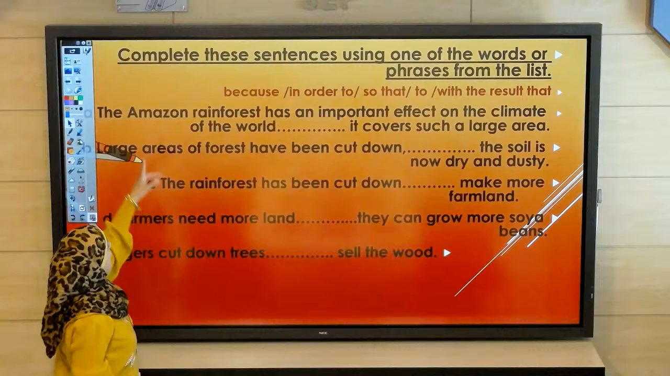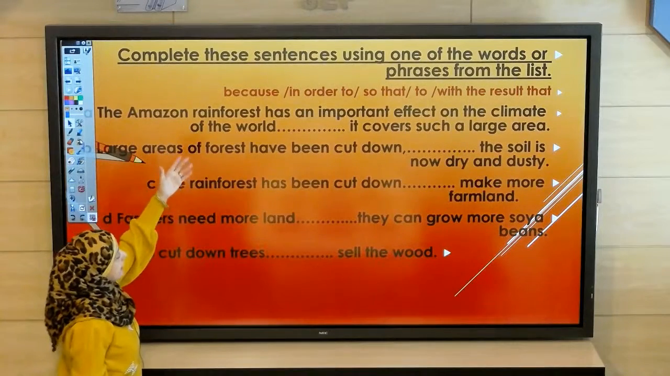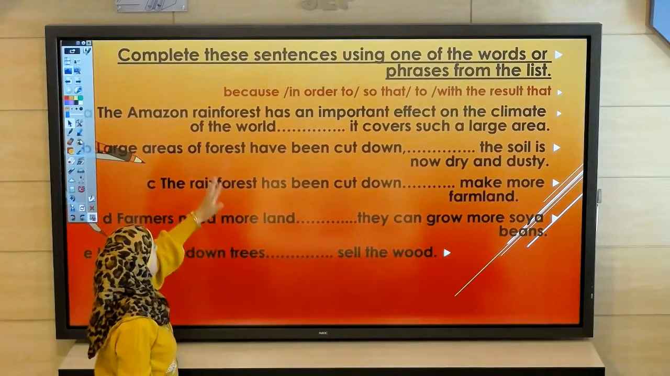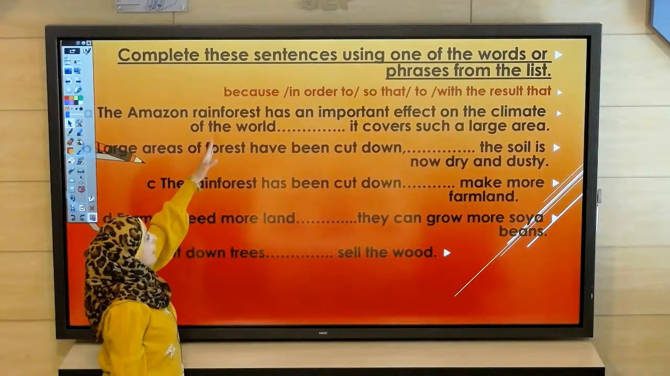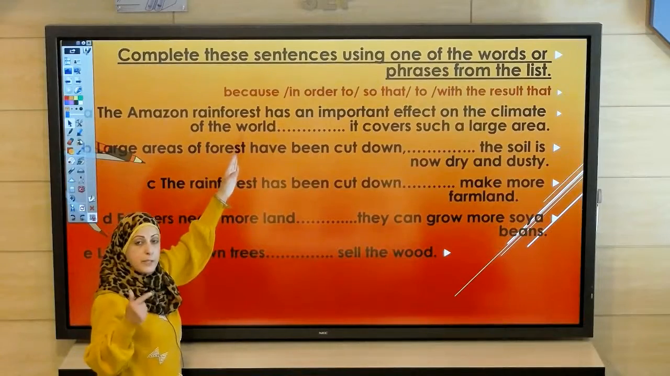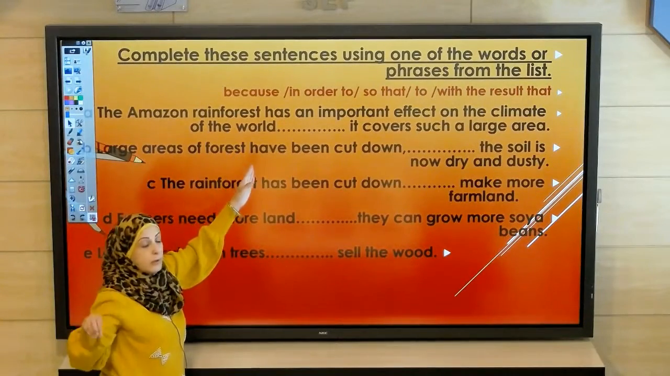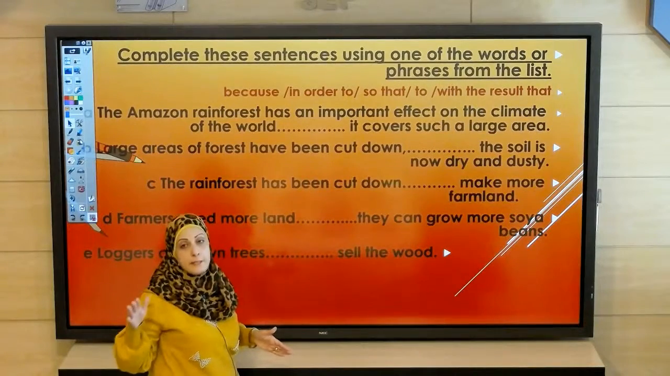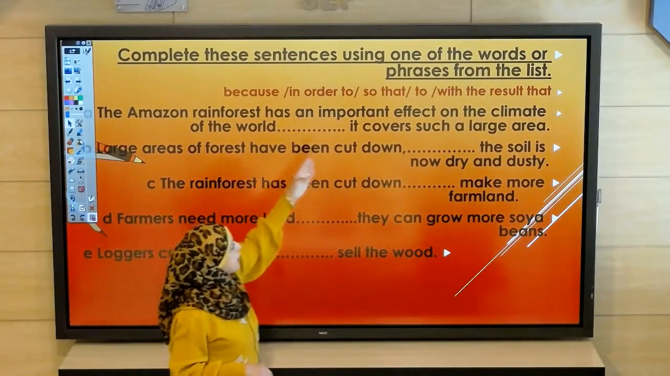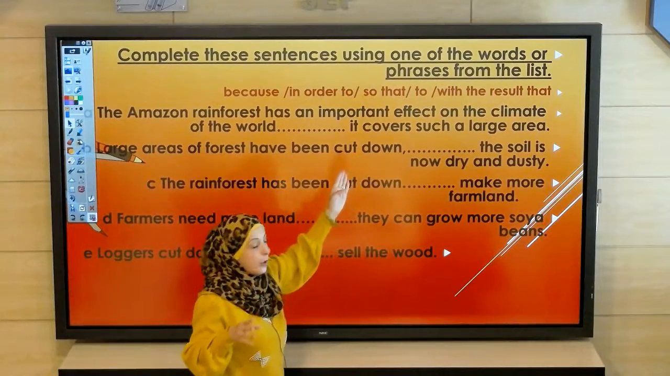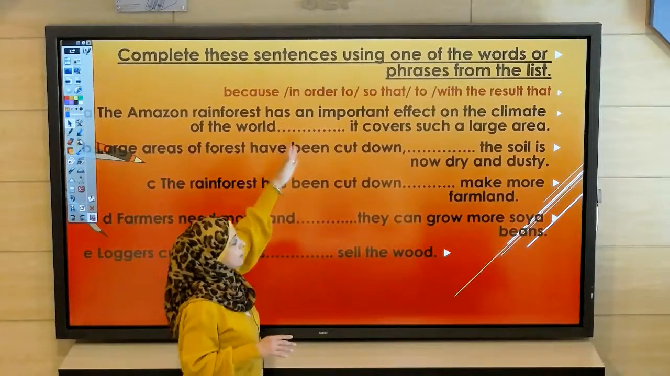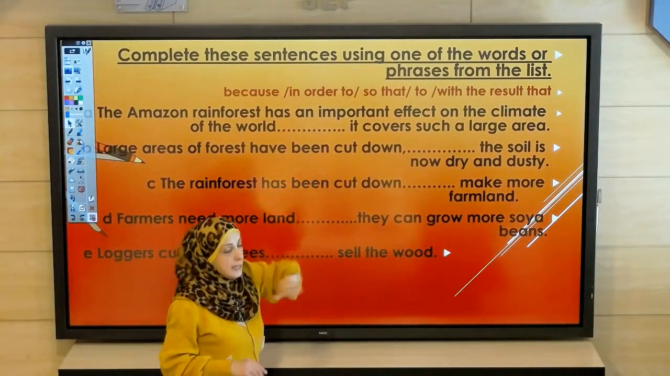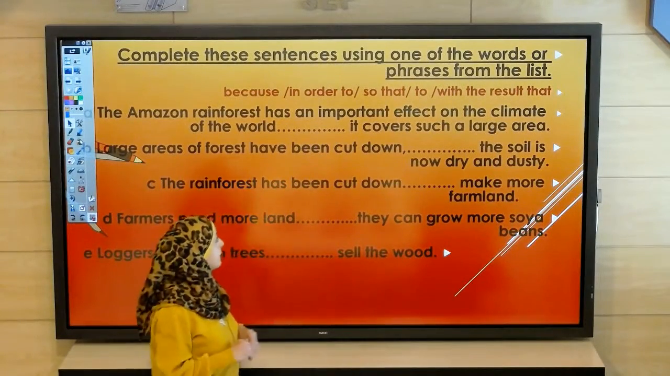Notice here. Complete these sentences using one of the words or phrases from the list. What are the words in the list? We have because and remember. After because, there must be clause. In order to, there must be infinitive. Okay? So that, after it, clause. To, as in order to, after it comes infinitive. With the result that, clause comes after it.